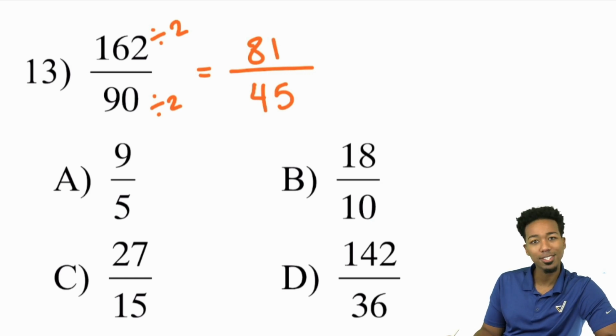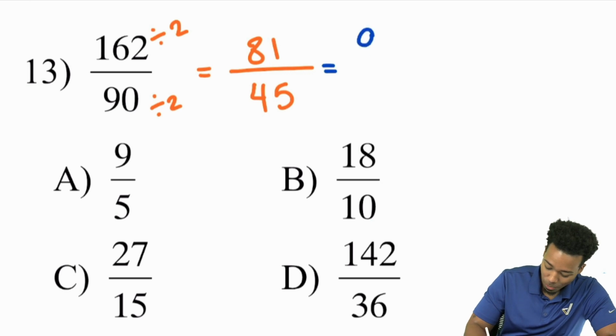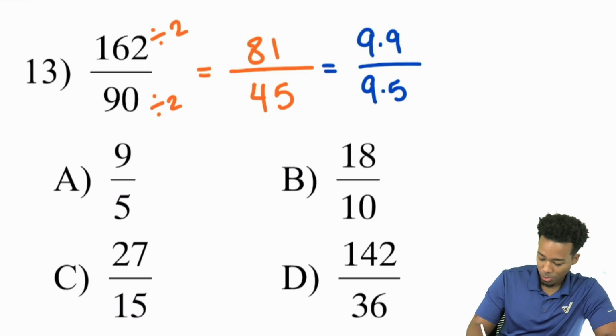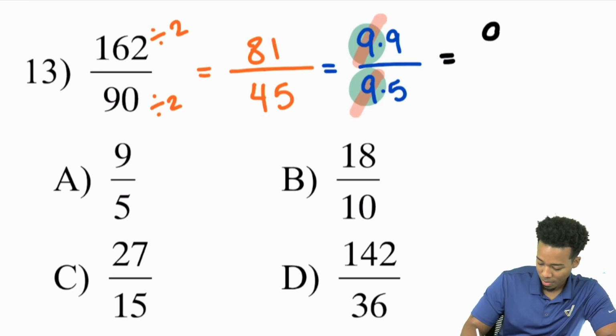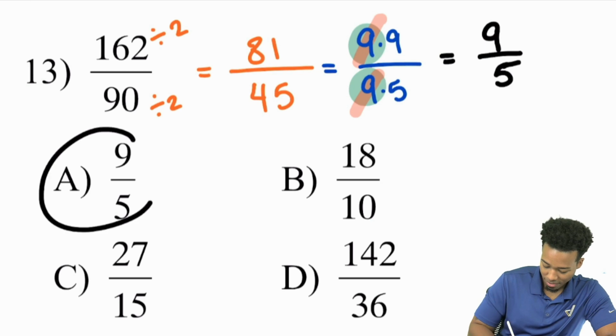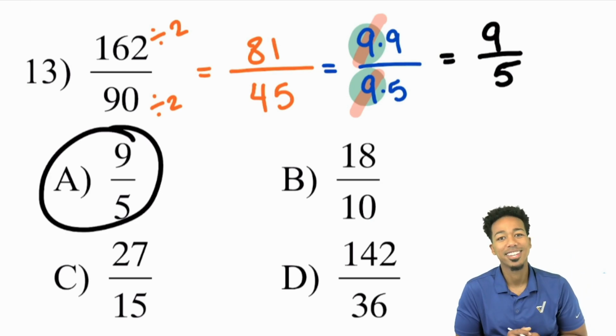Well, now you might be able to see it because you're using smaller numbers, and you might notice that, hey, 81 is 9 times 9. 45 is 9 times 5. And so with that said, oh, look at this. We can go ahead and eliminate the 9. And so when we reduce this, we have 9 over 5. Answer A. Nice and easy.